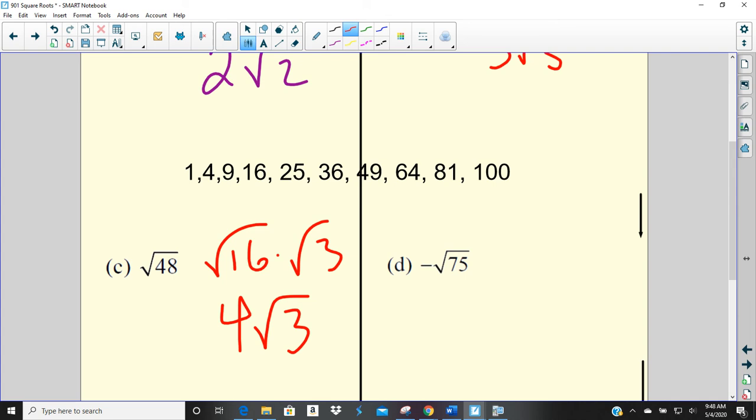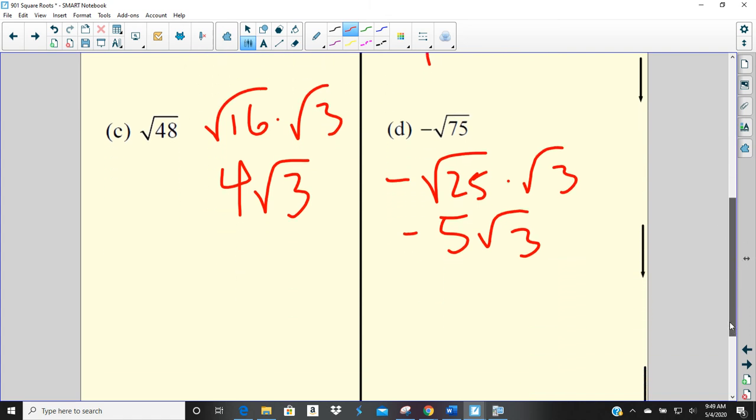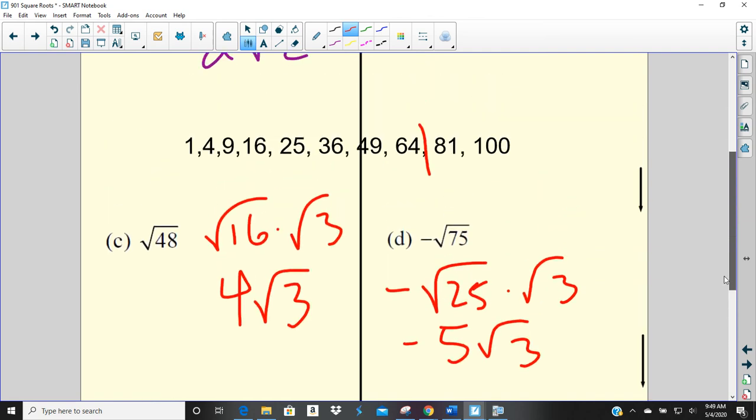So let's look at negative square root of 75. So square root of 75, I probably don't really need to do much work here. I know that 64, 49, 36 don't go into it, but 25 does. So I'm going to write negative square root of 25 times square root of 3. Square root of 25 is 5. Square root of 3, I can't do anything with, and I put the negative in front. So negative square root of 75 is equivalent to negative 5 square root of 3. By the way, we always write the number first, and then we write the square root.